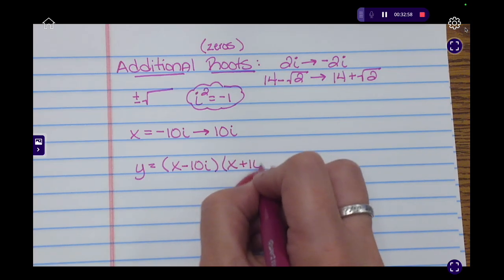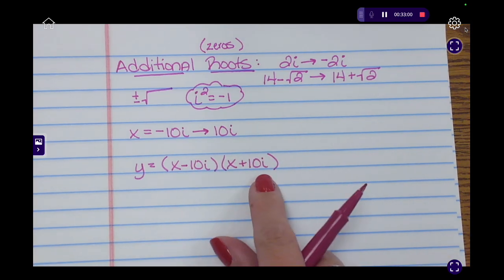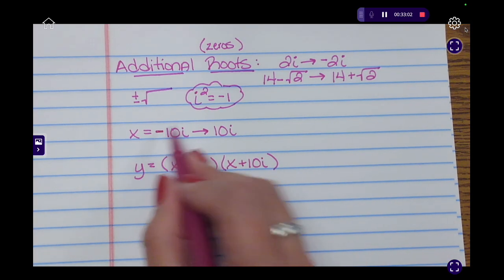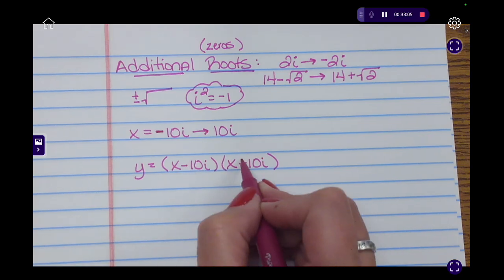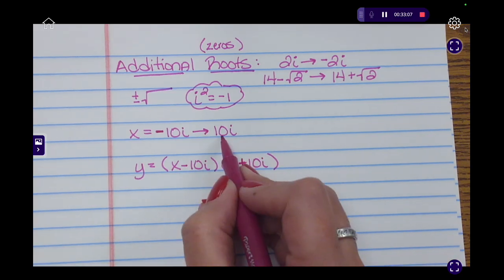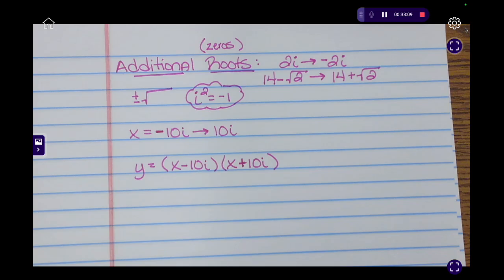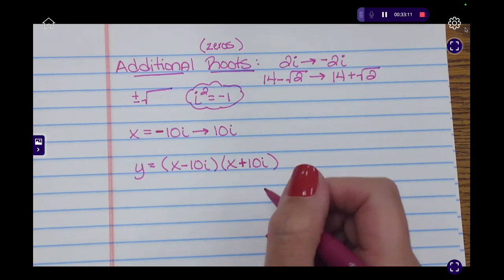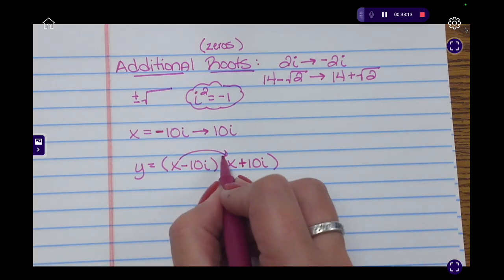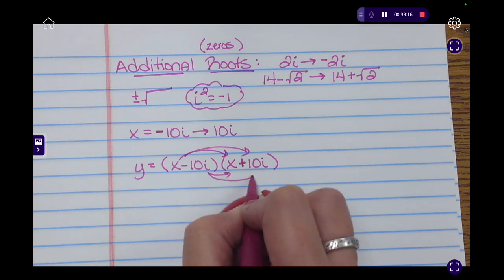So we can always write our zeros in factored form first. Remember, if this is a negative, when I write it in factored form, that would be the positive. If that one's a positive, that would be the negative. So you write them as the opposite. And then here, if I'm asking you to simplify it now, I'm just going to do that FOIL or that box method.